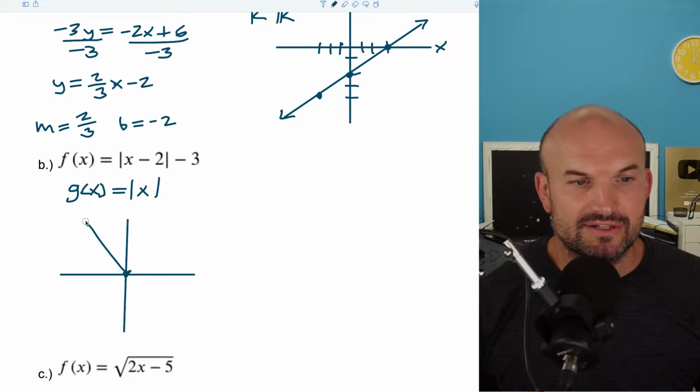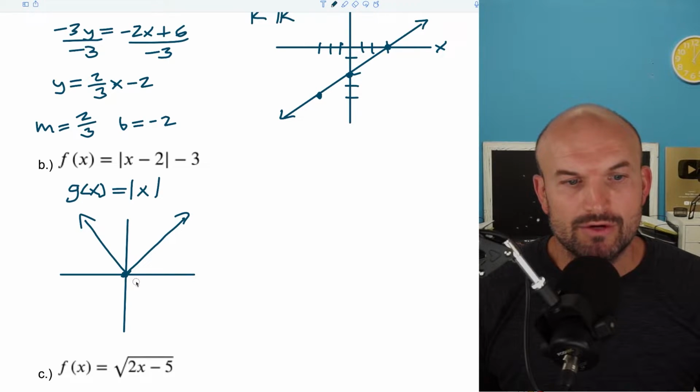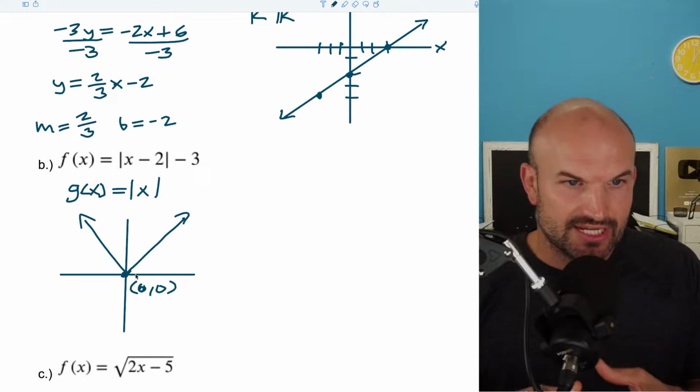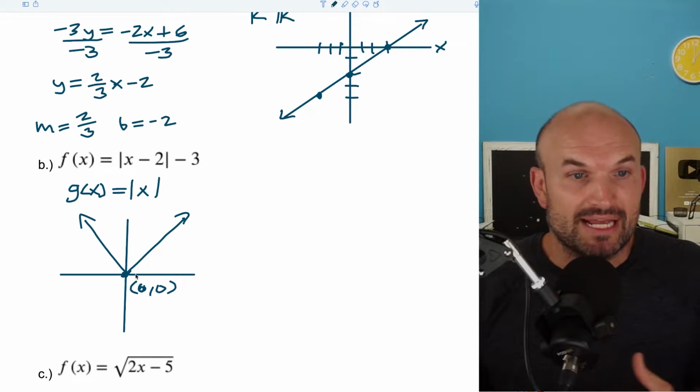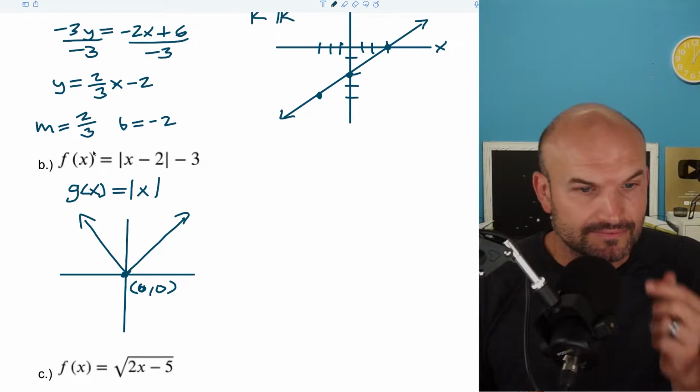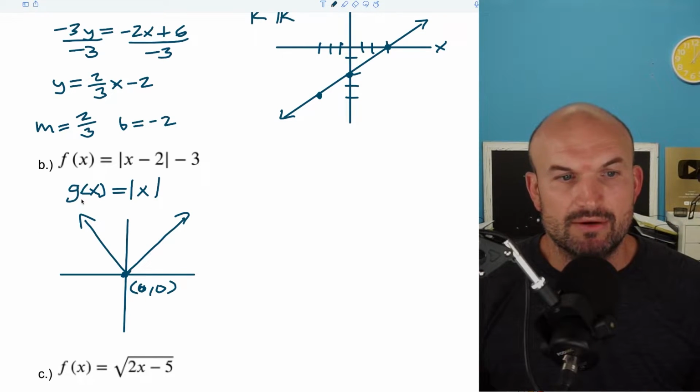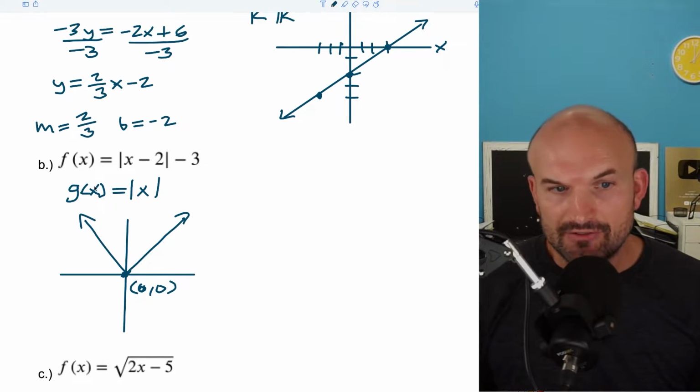So what the graph did is it looked something like this, and it went over that way, and it had this nice little point at the origin, which we call the vertex, which is at (0, 0). Now, before we understand the transformations or what the new domain and range is of my function f(x), let's make sure we understand what exactly the domain is of this function.